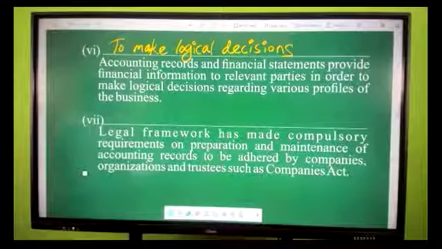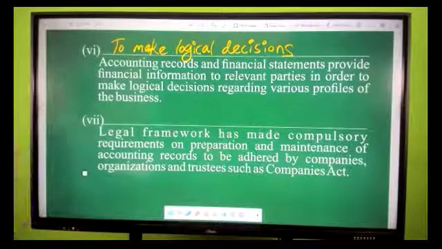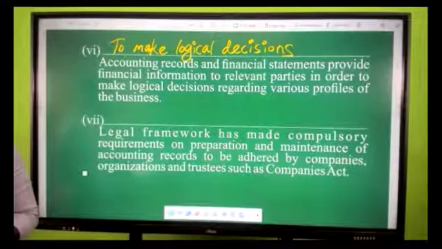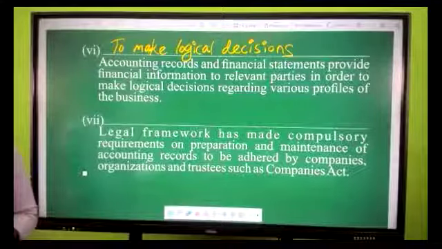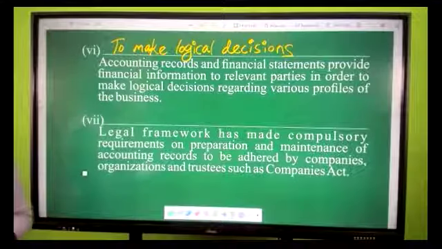Right, to make logical decisions. Accounting records and financial statements provide financial information to relevant parties in order to make logical decisions regarding various profiles of the business.